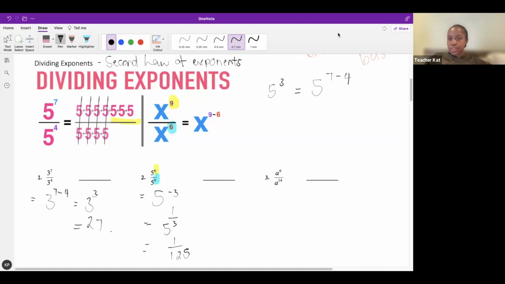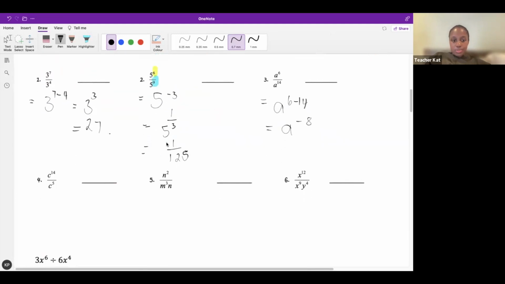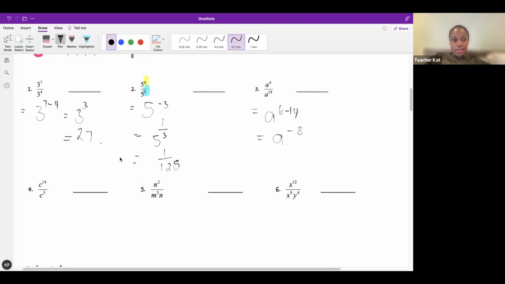Now we've moved on to variables, so we will not be simplifying. We will not be getting an answer, rather. Yes, Andilan, that is correct, because it is a to the power of 6 minus 14, which is a to the power of -8. Seems like we're in the swing of things. Let's do 4, 5, and 6 quickly. Number 4. What's my answer for number 4, beautiful people?